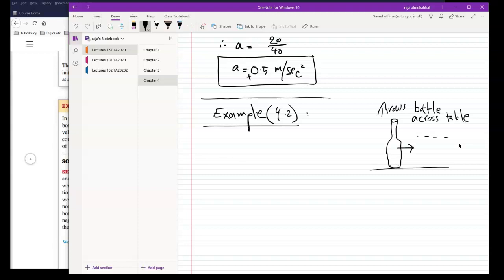like that. Okay. The data that is given to us, the mass of the bottle is 0.2 kilogram. The initial velocity of the bottle is, what is it, 2.8? 2.8.